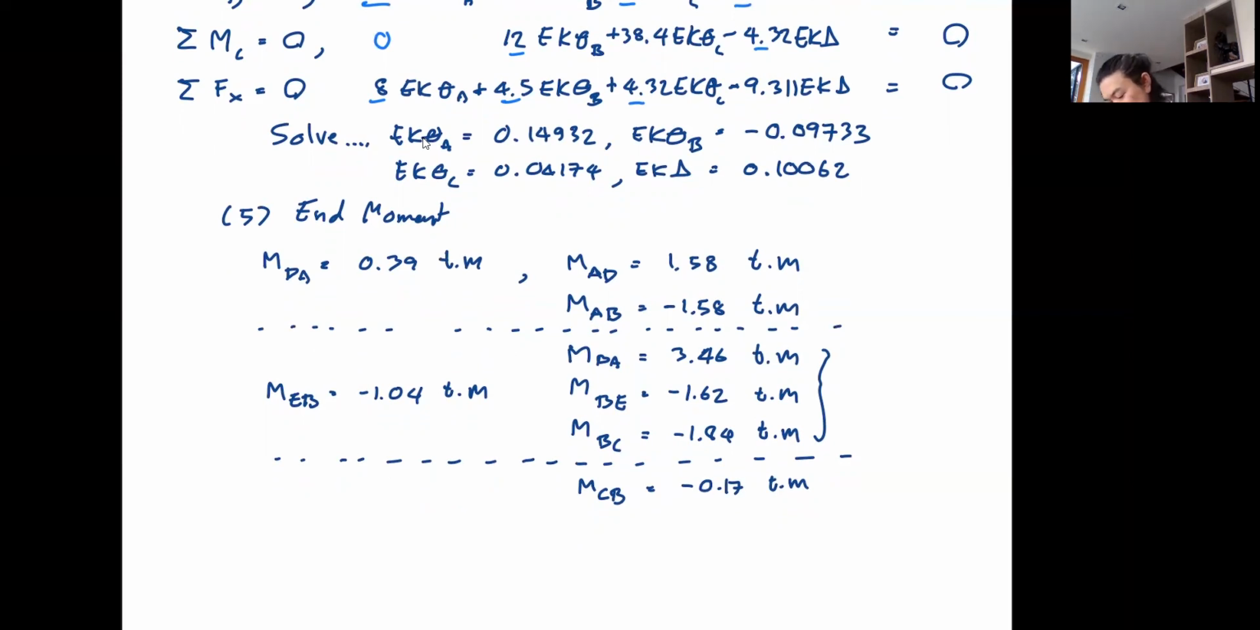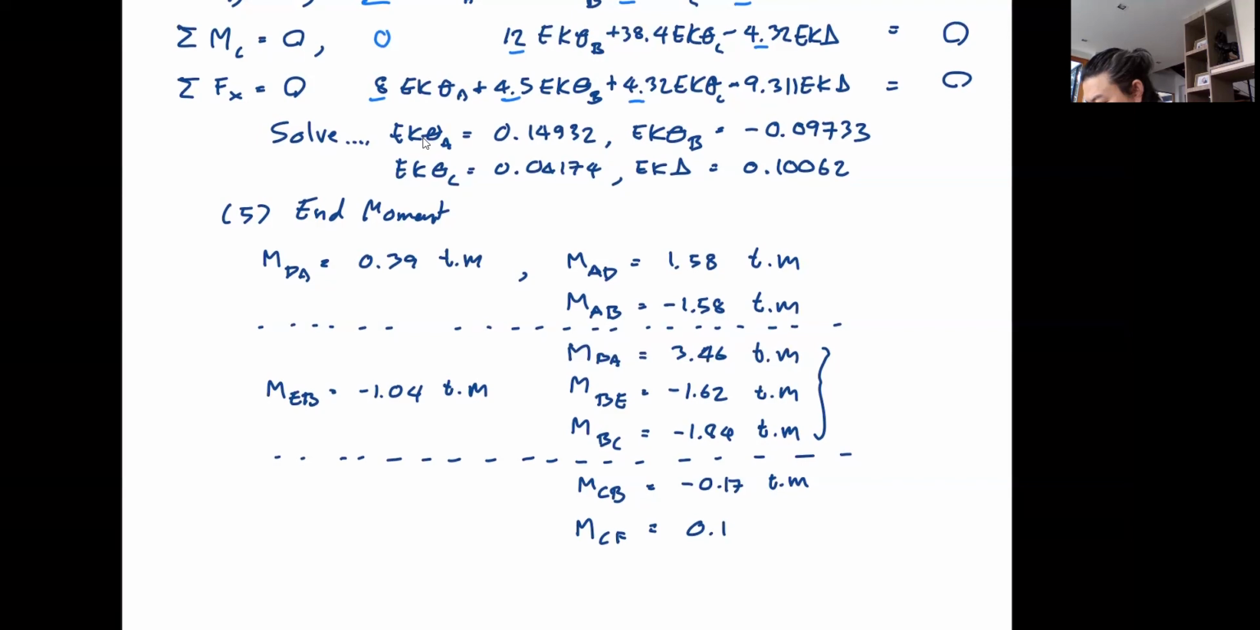Now I'm confused, so many. Hang on a minute. Okay, CB is CF. CF is 0.17. Okay, CB and CF are supposed to be equal and opposite. So that's 0.17. And then this last one is MFC, right? MFC is only minus 0.13 ton-meter.